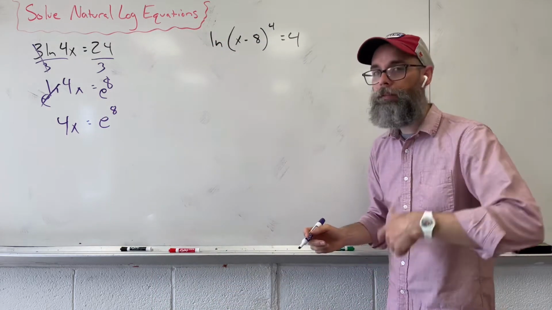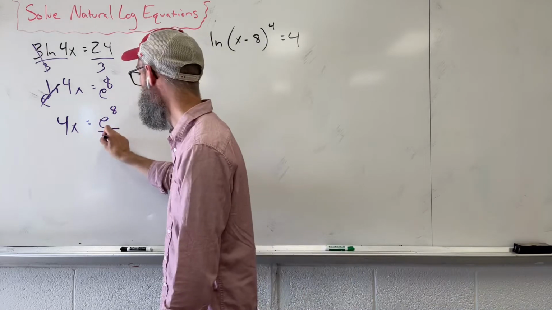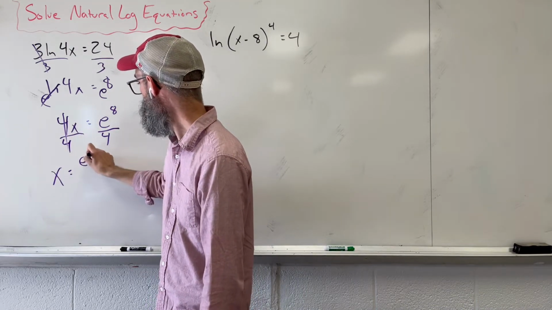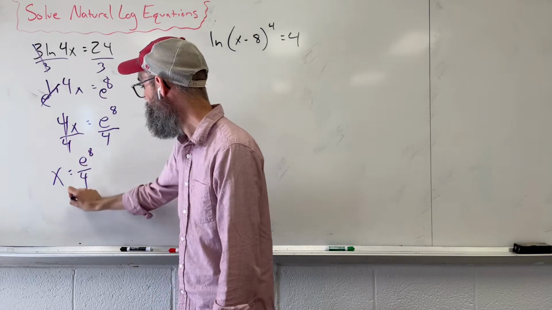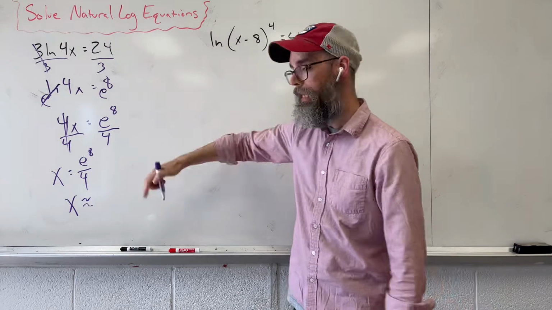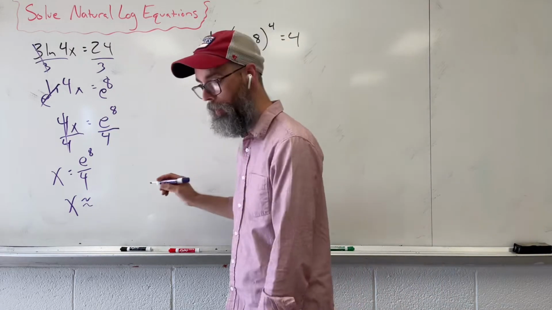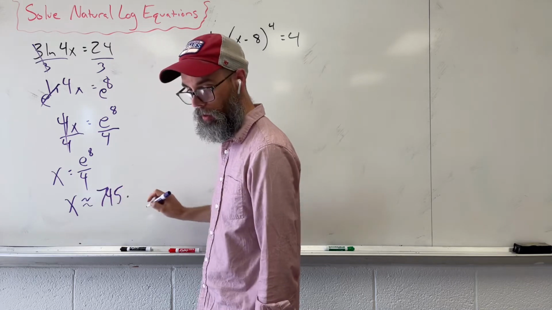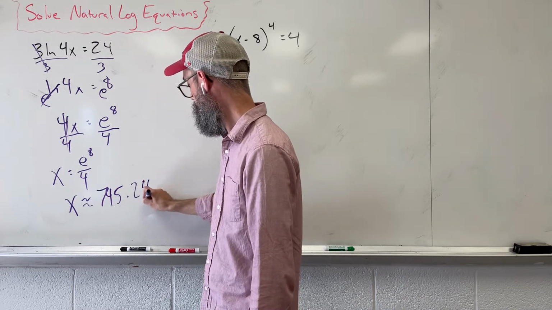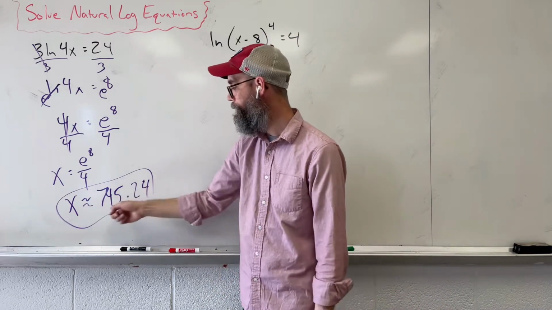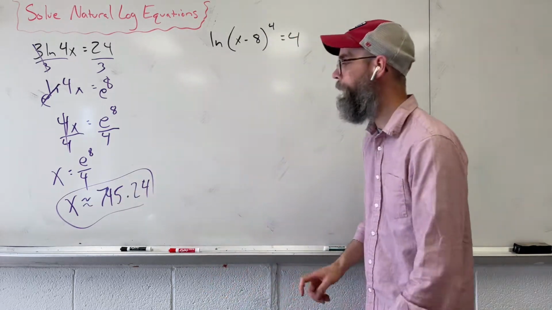Almost can get to that x. Now let's divide both sides by 4. They cancel. x equals e to the 8th over 4. We can take that one more step now, but this is a calculator battle. Find e raised to the 8th power, divide it by 4, and we're left with something along the lines of this. Why the approximation? Because this isn't perfect. We cut some numbers off at the end.